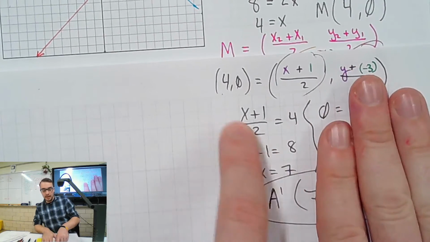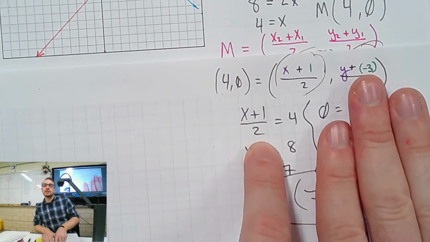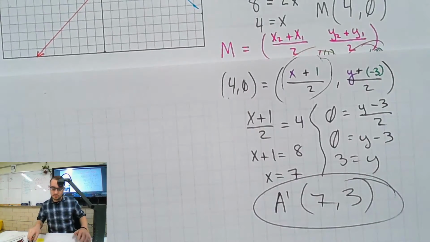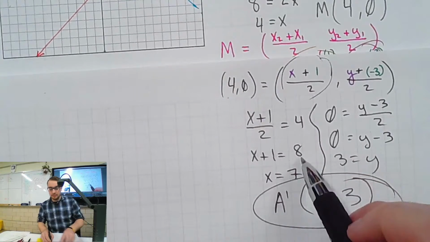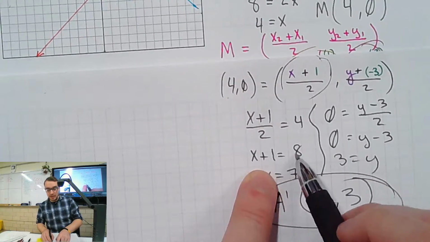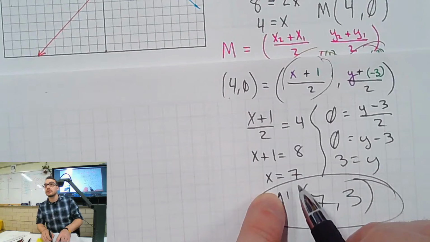Okay. (x + 1) divided by 2. How do I get rid of divided by 2? Multiply by the reciprocal. Oh, nope. Don't need to multiply by the reciprocal. How do I get rid of divides by 2? Multiply by 2. So I multiply by 2 and I get 8. And then I subtract 1 and I get 7. Is that okay?